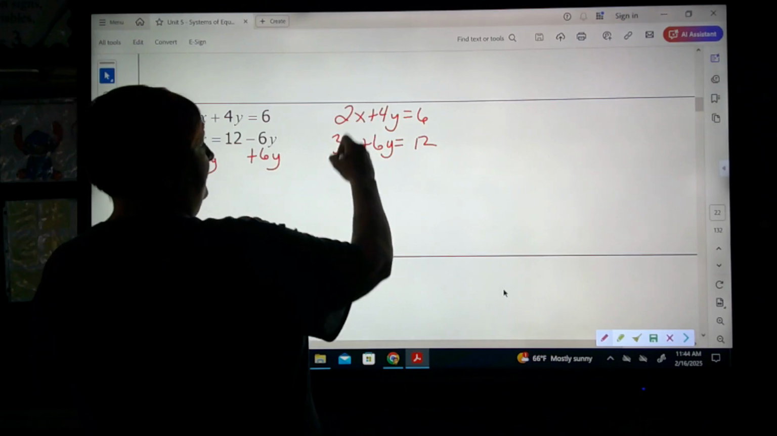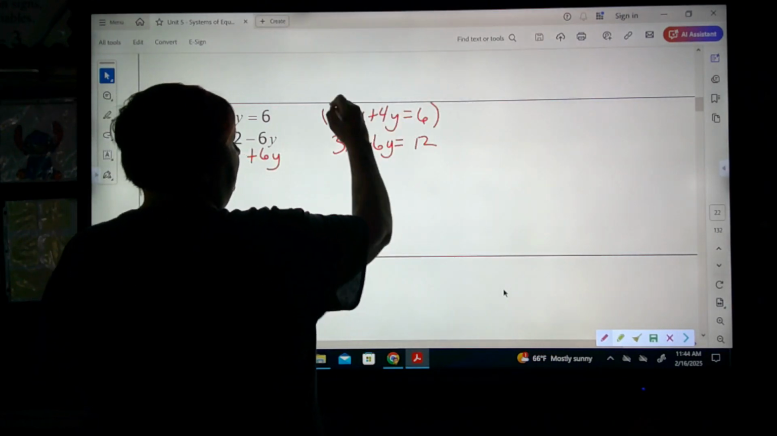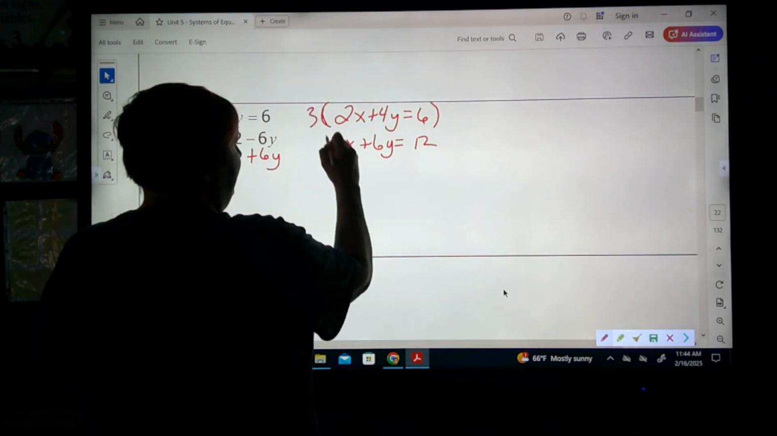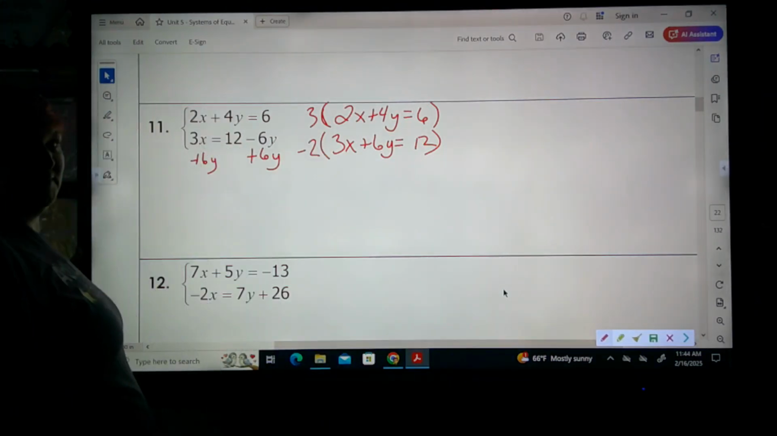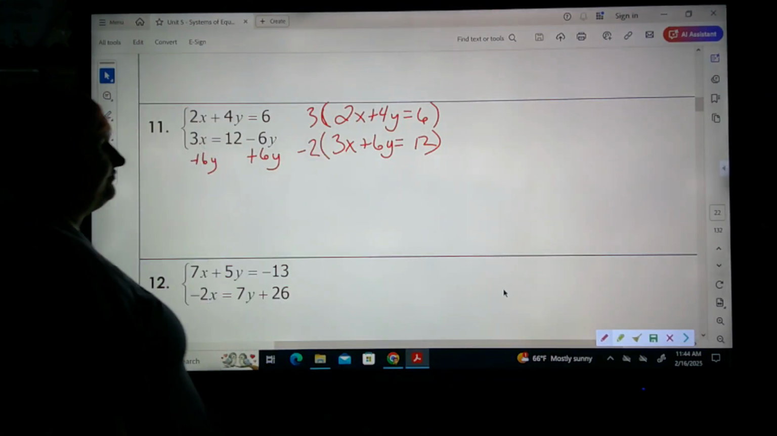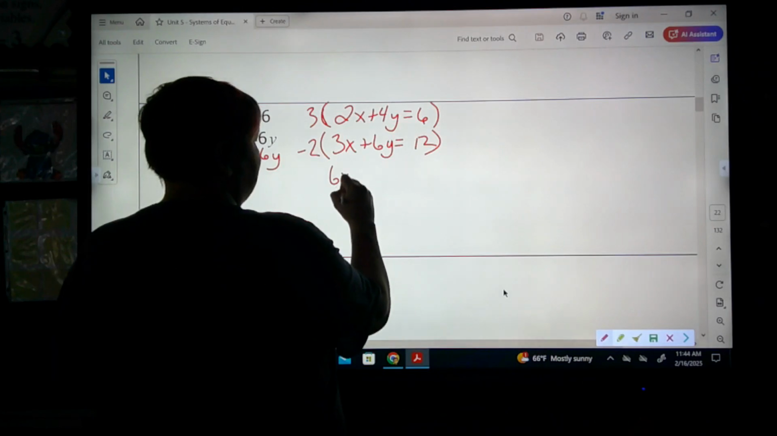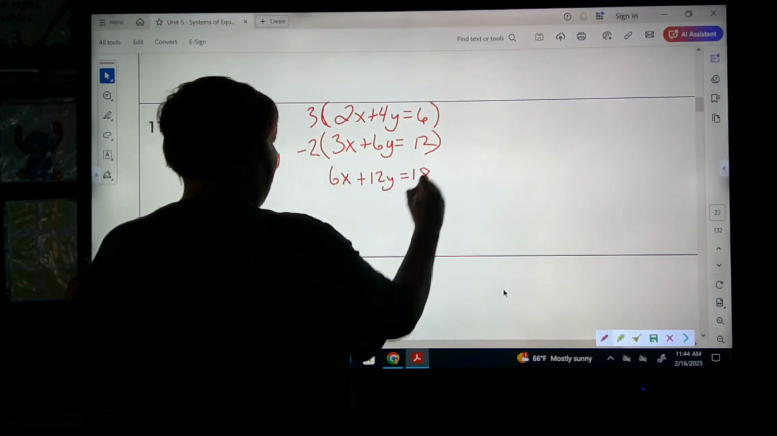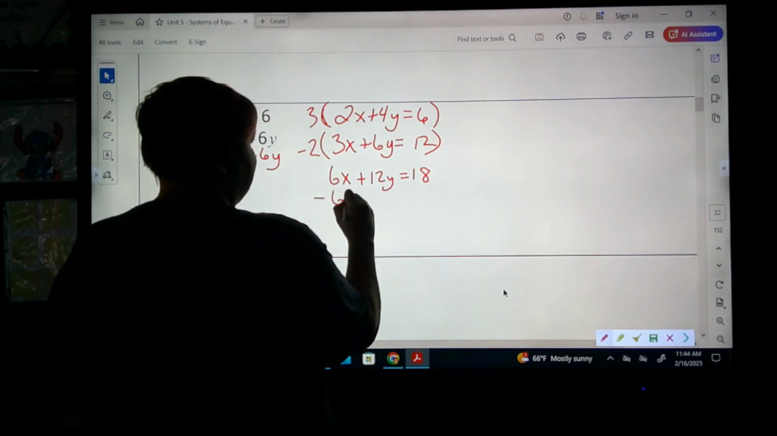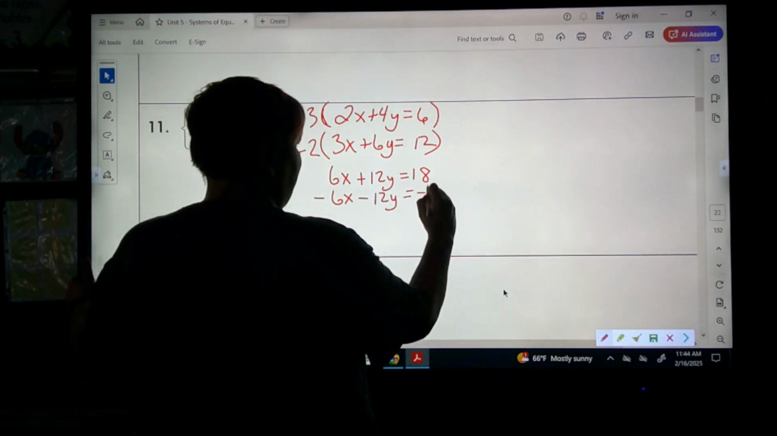Now I need a common but opposite coefficient. Let's make this one 6, so I'm going to multiply it times 3, and let's make this one negative 6, so I'm going to multiply it by negative 2. Alright, so now we have 6x plus 12y equals 18, minus 6x minus 12y equals negative 24.